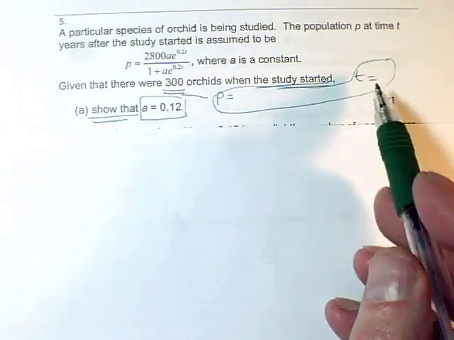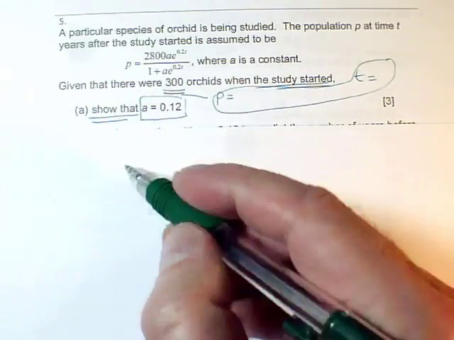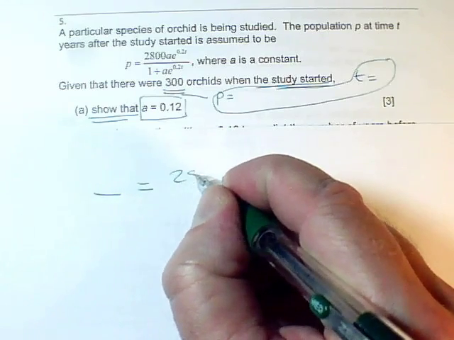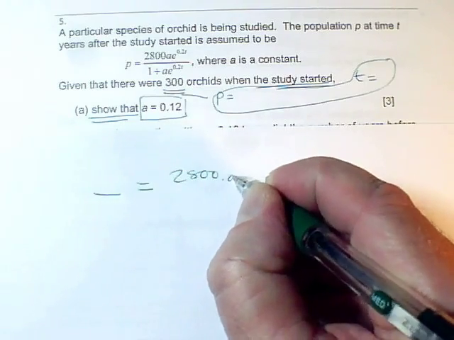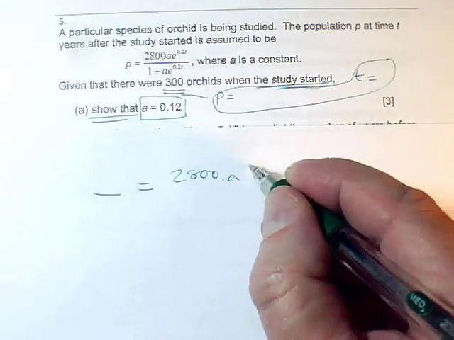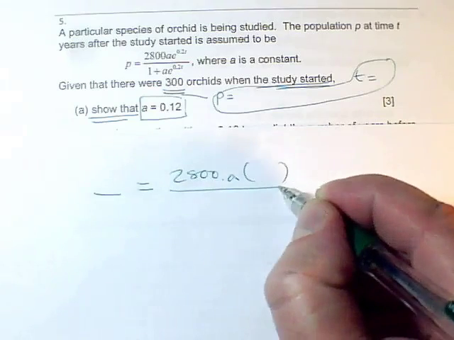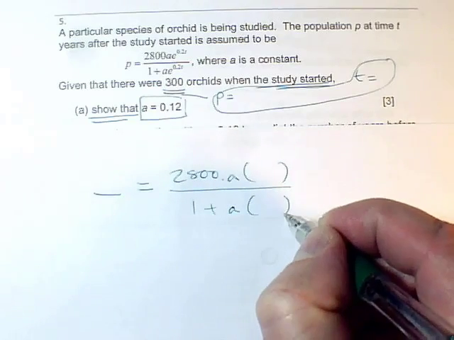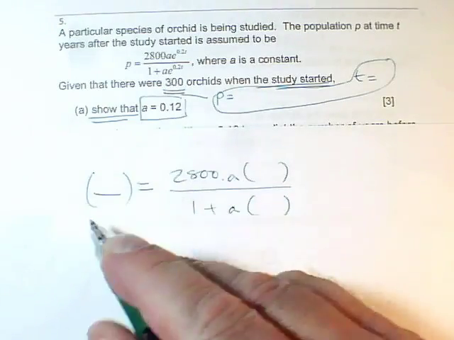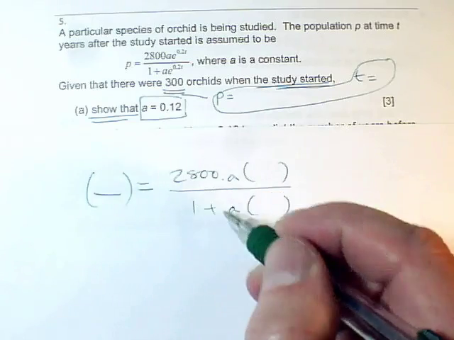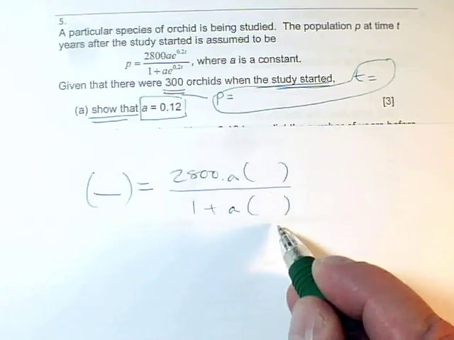So how can I use these values to find out what a is? Well, I've got a value for p, so p equals 2,800 times a times, well, I can work out what this is. I've got a value for t, so I'm going to have another number that I know there, and on the bottom I'm going to have 1 plus a times another thing that I know. So I've got something times a on the top of the fraction, and 1 plus something times a on the bottom.